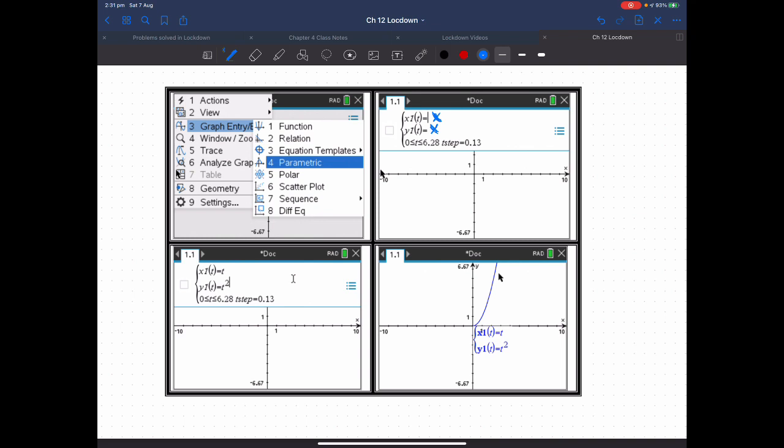So if you look down now at the bottom left hand corner, I've typed in for x1t equal to t because our x value was equal to t, and for y1t I've typed in t squared because our y value was equal to t squared. I've pressed enter and it has drawn the graph just like we had drawn by hand.